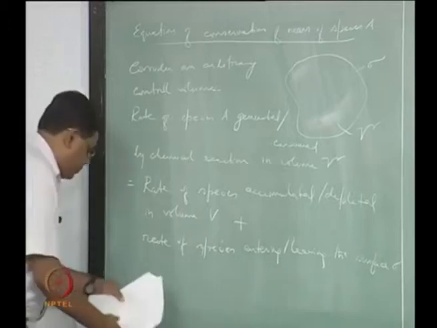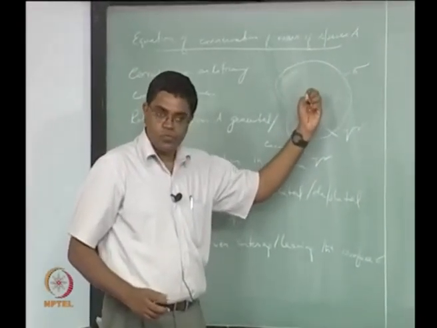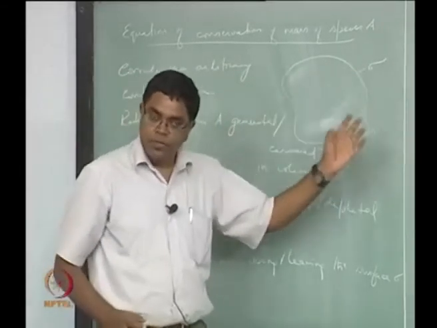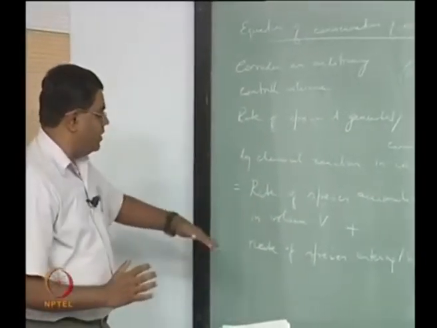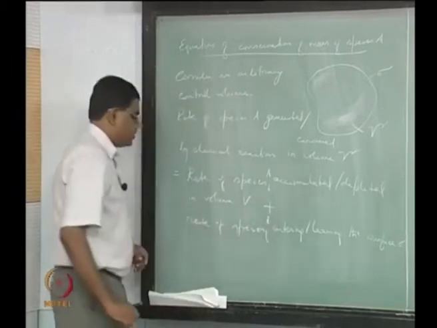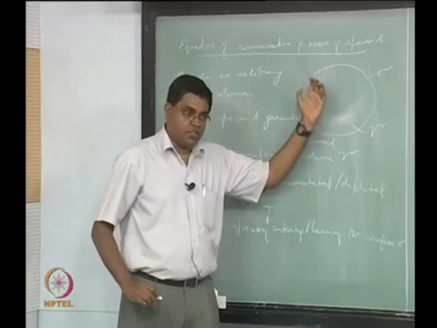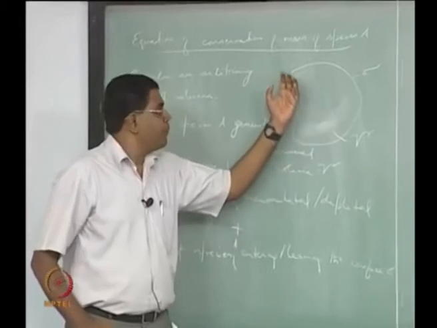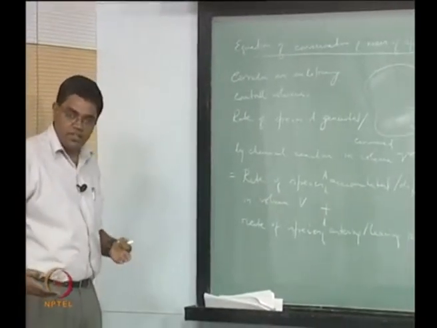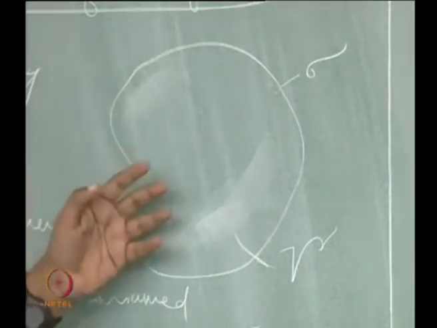So there are three things that are happening primarily. One, you have species getting generated or consumed within this control volume, and you have species coming in and going out of the control surface. We are looking at a particular species A. The amount of species A, mass in this case, that is accumulating or depleting, the rate at which it is growing or decreasing, depends on how much of it is generated or consumed within the control volume, plus how much of it is entering or leaving the control surface.